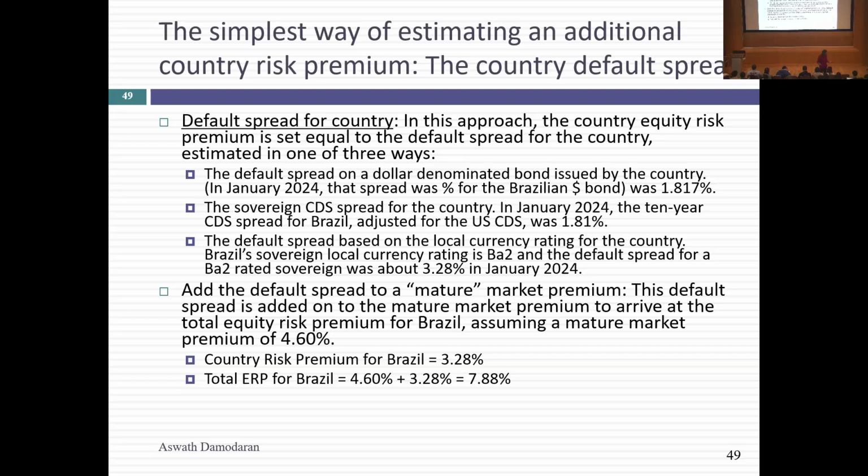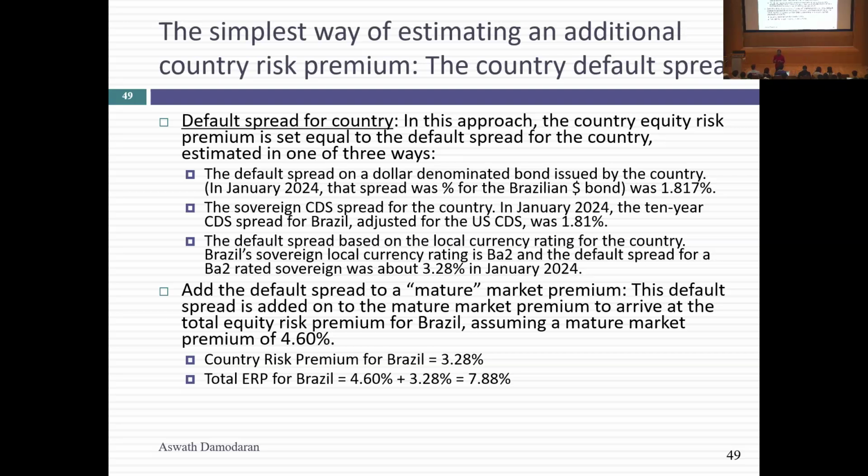If you remember the start of 2024, based on the rating, Brazil's default spread was 3.28%. This is where I said be consistent. If you've stayed with the 1.87 at this stage, you'll also do the same for equity risk. I'm going to stick with the 3.28% because it gives me a chance to estimate the numbers for almost every country. I take the 3.28% default spread, add it to my 4.6%, which is my US equity risk premium. And I end up with an equity risk premium for Brazil of 7.88%.